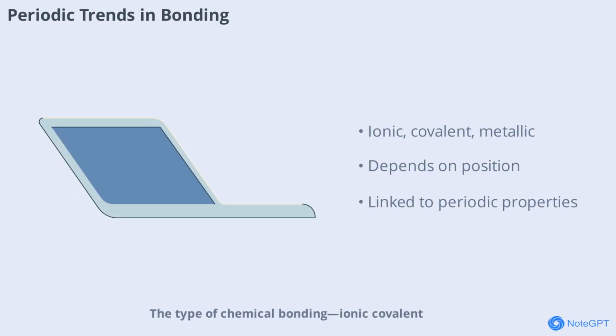Type of chemical bonding, ionic, covalent, or metallic, varies across the periodic table. Metals on the left tend to form ionic bonds, nonmetals on the right form covalent bonds, and transition metals can exhibit metallic bonding. These trends are directly related to periodic properties like electronegativity and ionization energy.